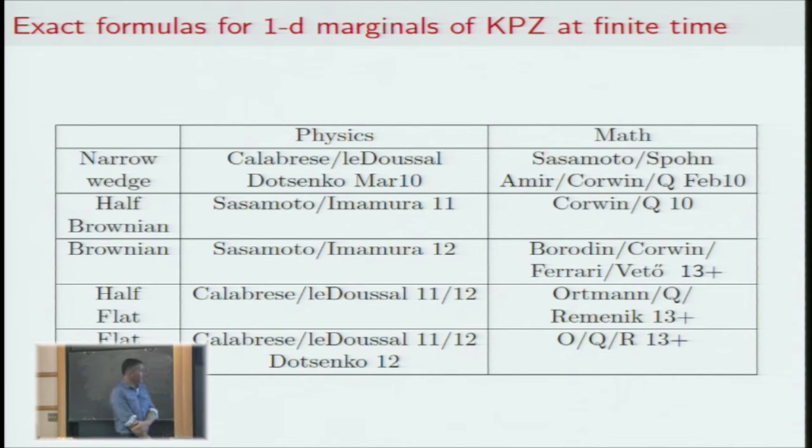Okay, so this started a race for the different initial data. So we have a race going on. This is for exact formulas for 1D distributions of KPZ at finite time. Okay, so the first ones were discovered by our group and Herbert's group in February 2010. And then physics proofs, and I'll go into the physics proofs in a few minutes, in March. So the difference here is proofs. Yeah. So physics means it's not rigorous, and I'll tell you how they're doing it.